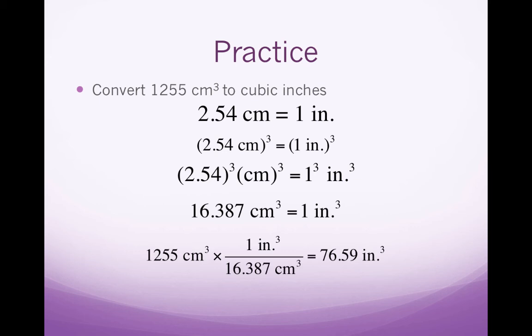So we start with what we have, 1,255 centimeters cubed. We want inches cubed, so that goes on top. And then on the bottom, we have 16.387 centimeters cubed. Make sure our units cancel, and they do. Our centimeters cubed both cancel, and we end up with 76.59 inches cubed.